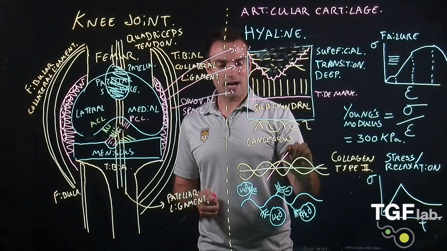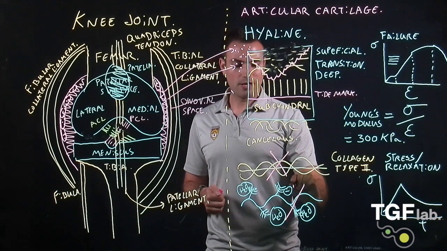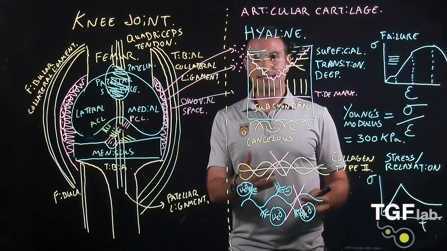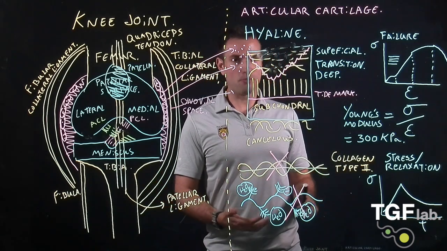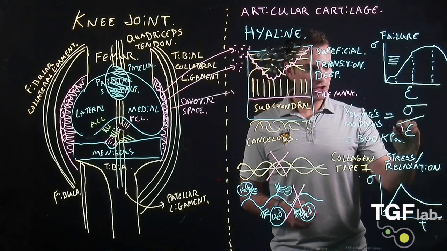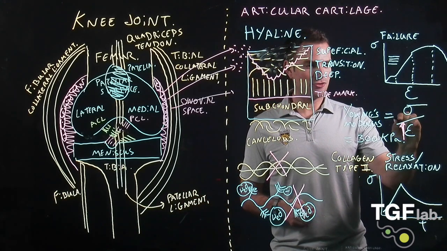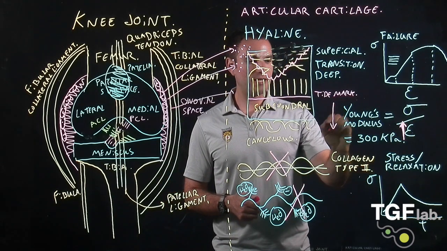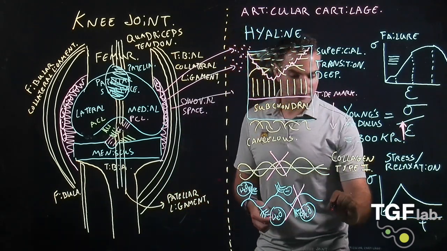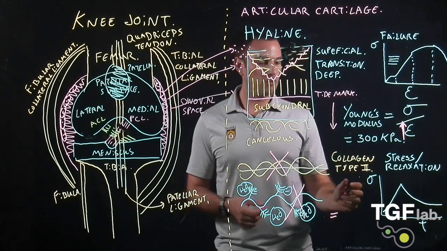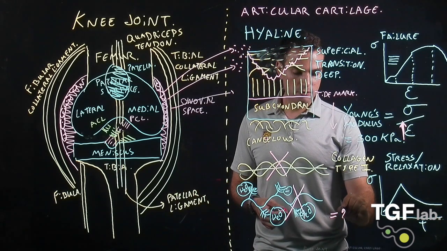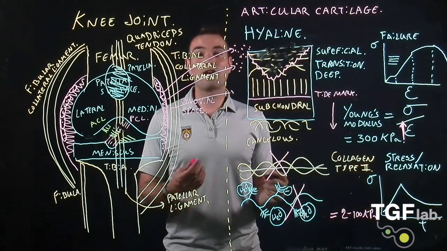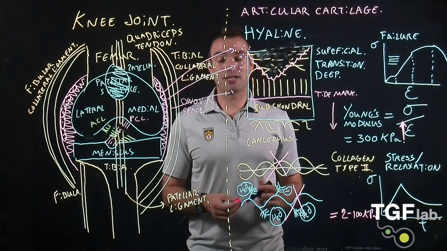So it's going to degrade the collagen, and also they are going to degrade the proteoglycans or GAG. So this is going to affect the mechanical properties. This degradation is going to increase the strain a lot. And by increasing the strain, we are decreasing the Young modulus. And in an arthritic or osteoarthritic patient, we have a Young modulus of 2 to 100 kilopascals in comparison to the 300 kilopascals of a healthy patient.